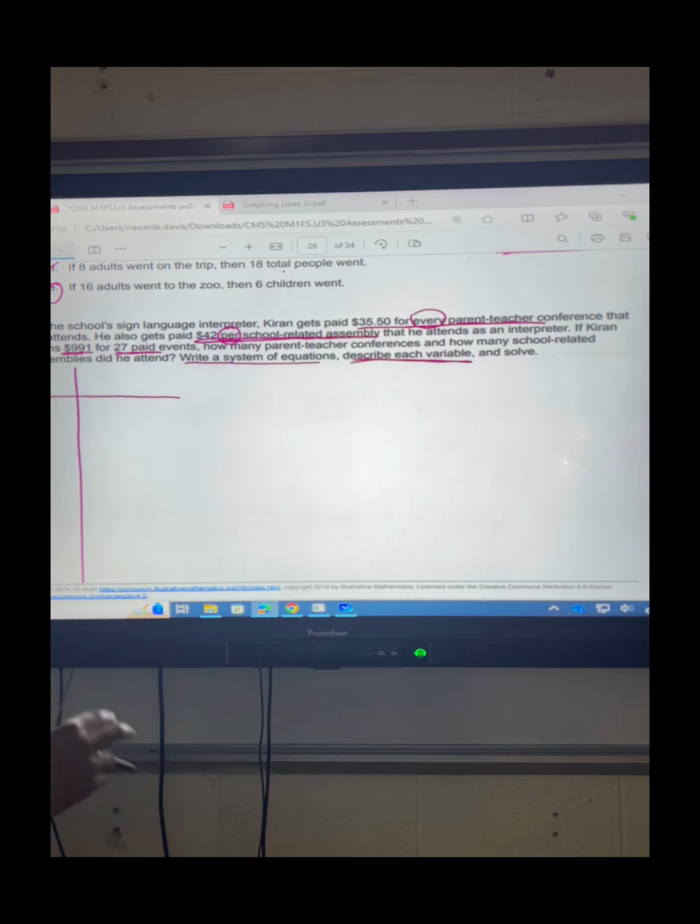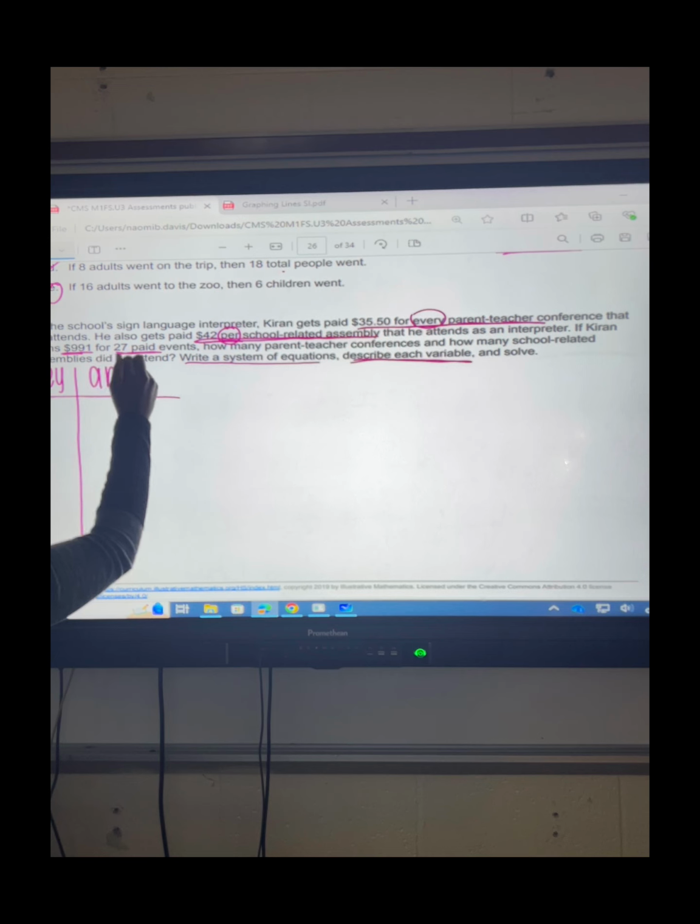Okay? So I see dollar signs. Dollar signs mean money, so I know we're talking about money on one of them. Then what else are we talking about? The amount. Okay? And then I'm going to separate my information just to make it easier.